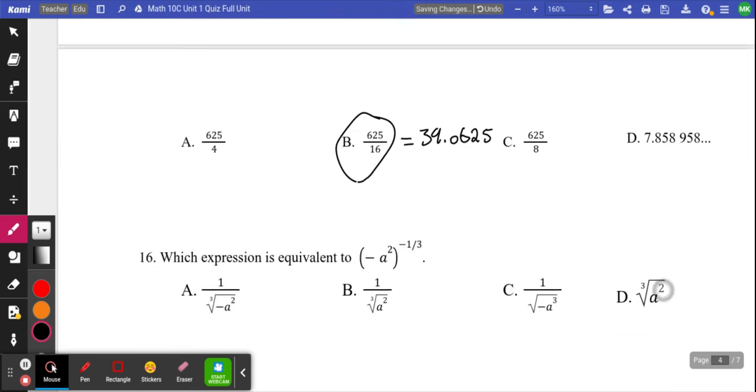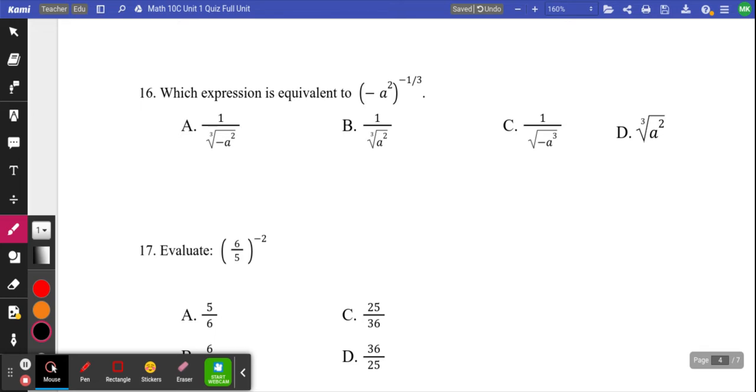Number 16. Which expression is equivalent to this? This is a hard one. It's hard for two reasons. First reason, there's a negative exponent. So let's get rid of that negative exponent. To get rid of a negative exponent, the entire power, which is all this, goes to the bottom of a fraction. So I now have this. And it's now a positive exponent.